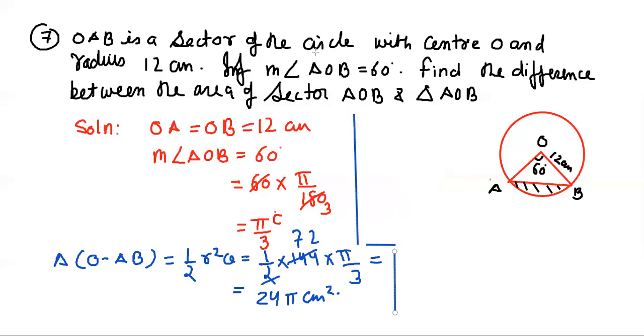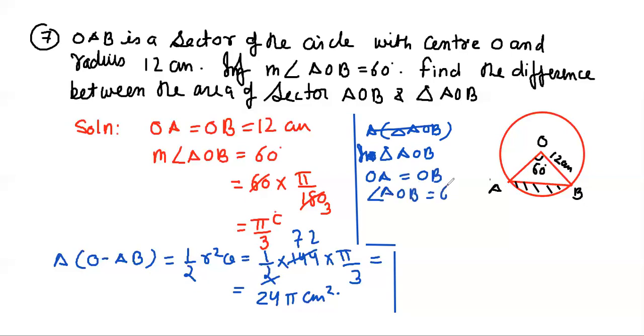Okay, so let me draw this. Okay, now see area of triangle AOB, which is half into base into height, but here we don't have base and height. So we know that here OA is equal to OB. That means, in triangle AOB, I will write down OA is equal to OB, and also angle AOB is equal to 60 degree.